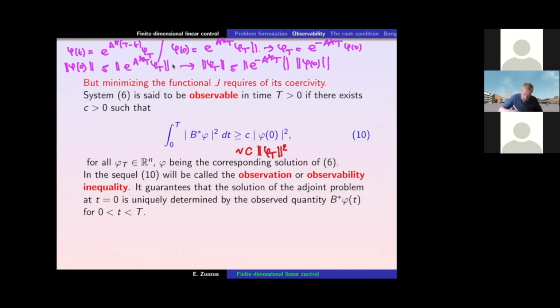So here actually should be the norm of the operator times phi T. So these two constants are not the same. But the fact that the coercivity is fulfilled can be written in these two norms, because these two norms for a differential equation in Rn are completely equivalent. Okay. And this is what in the context of control is often called the observation or observability inequality.